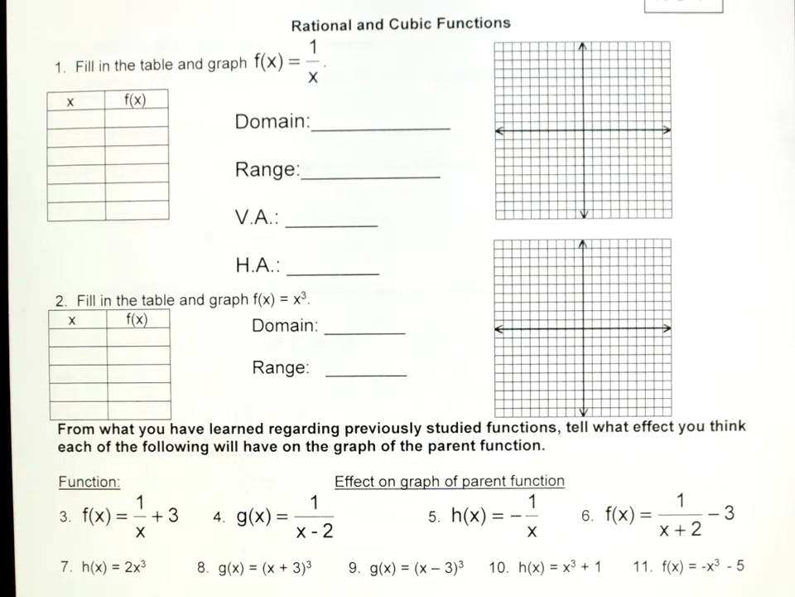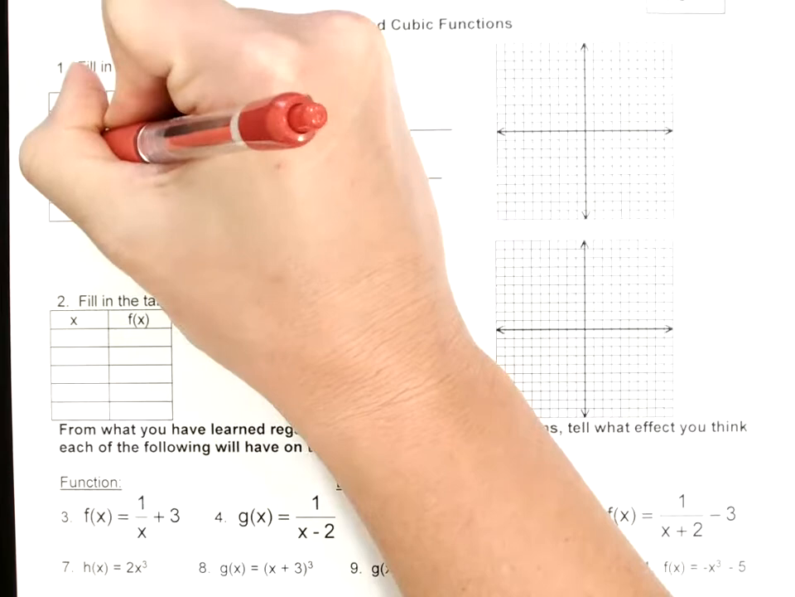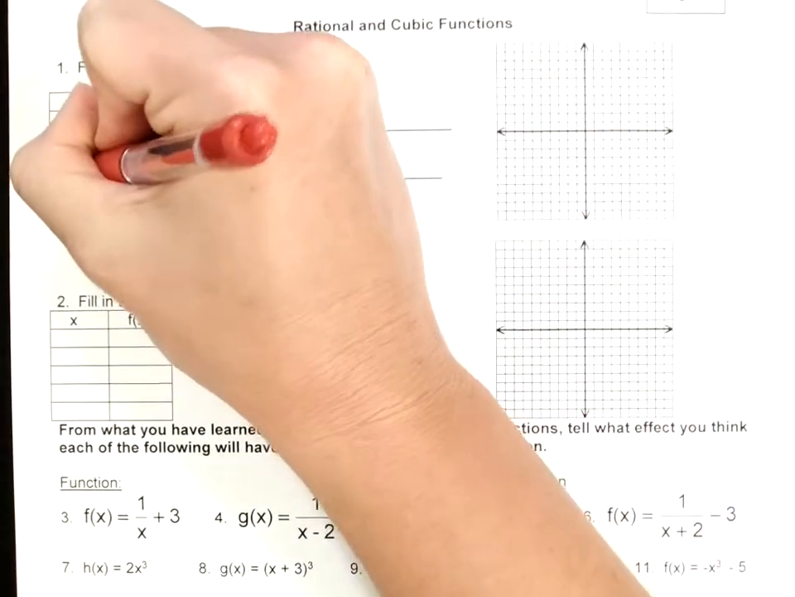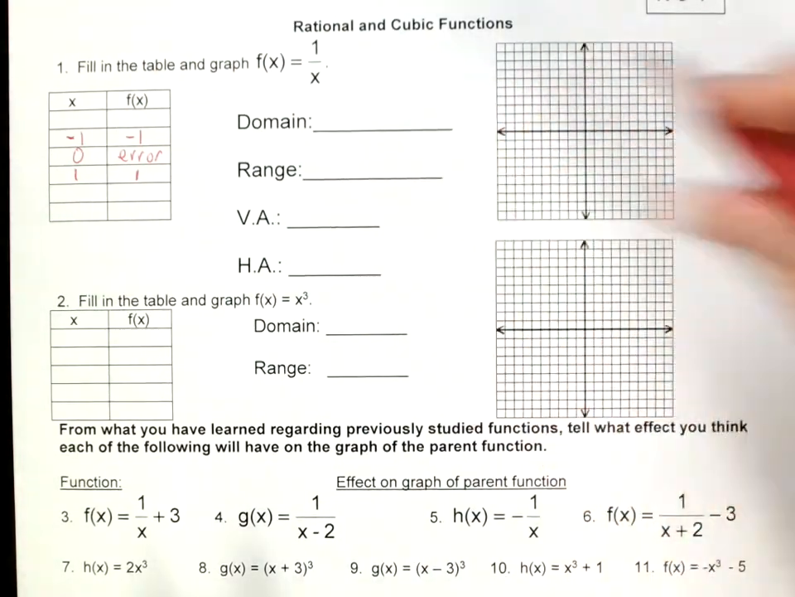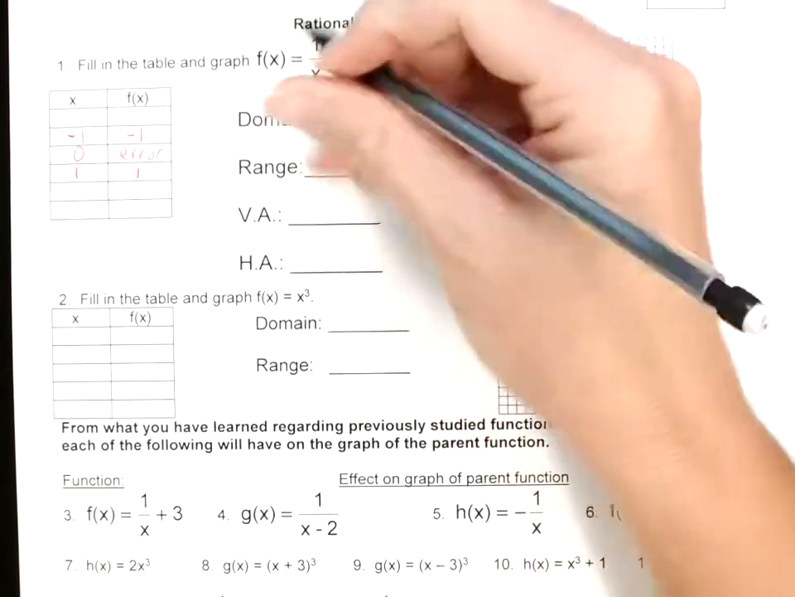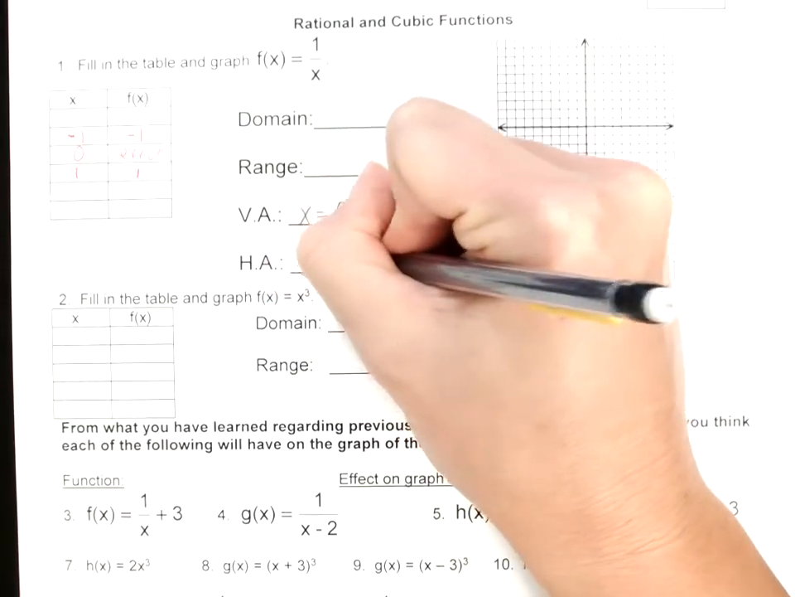Our next two functions are rational and cubic. So again, drawing our parent functions to start with. With the rational, I didn't need you to memorize too many points. The main ones we're looking for are -1, -1, and then the fact that 0 has an error, and then the point 1, 1. Remember that we have that error at 0 because you have a vertical and a horizontal asymptote. Those points are at x equals 0 and at y equals 0.